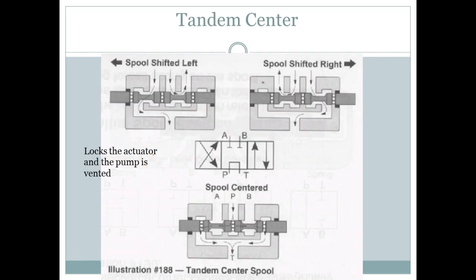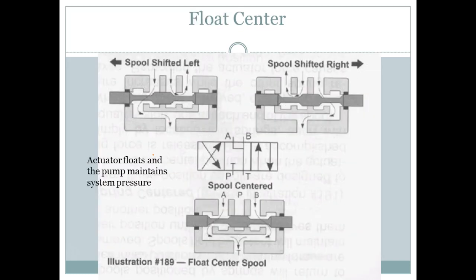This is called a tandem center. Can y'all see what this is going to do? This would lock the actuator and the pump would go to tank. So this would be a situation where I've got one actuator and I want it to lock, and I don't want my system to be under full pressure all the time. So the pump goes directly back to the tank, right? That makes sense? And then we have what we call a floating center or float center. Here we don't vent the pump. The pump maintains pressure and the actuator will float.